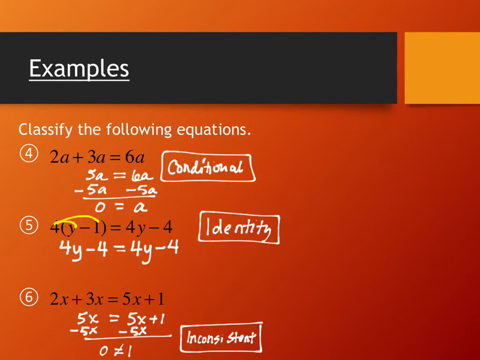So you might recognize it a step before, and if you did, that would be fine to stop a step before. Again, at whatever point you recognize these are not going to work, that's the point when you can stop and you can tell me that it's inconsistent or an identity.